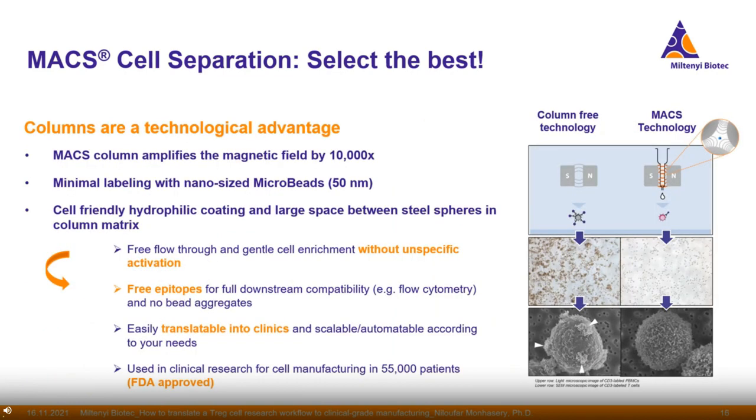In MACS cell separation, columns are a technological advantage. The MACS column amplifies the magnetic field by 10,000 times, and the cells get minimal labeling with nanosized microbeads. Also, a cell-friendly hydrophilic coating and large space between steel spheres in the column matrix are provided. And then you will enrich your cells without any specific activation. The cells have free epitopes for downstream compatibility, and also there is no bead aggregation, as you can see in the picture as well.